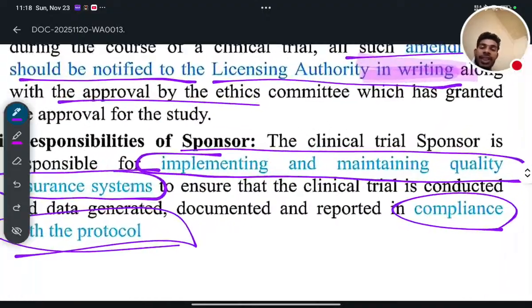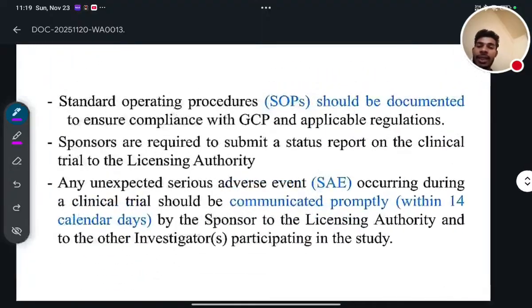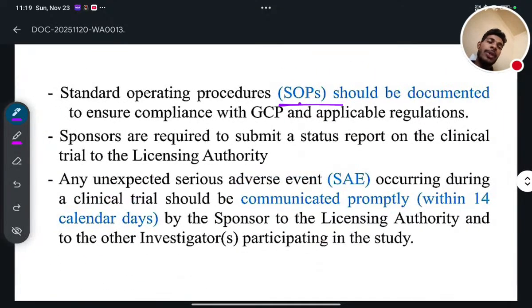So the responsibility of the sponsor is to implement and maintain quality assurance. Okay, next we will treat the responsibilities. Standard operating procedures (SOP) should be documented to ensure compliance with GCP. What is GCP? Good clinical practices and applicable regulations.